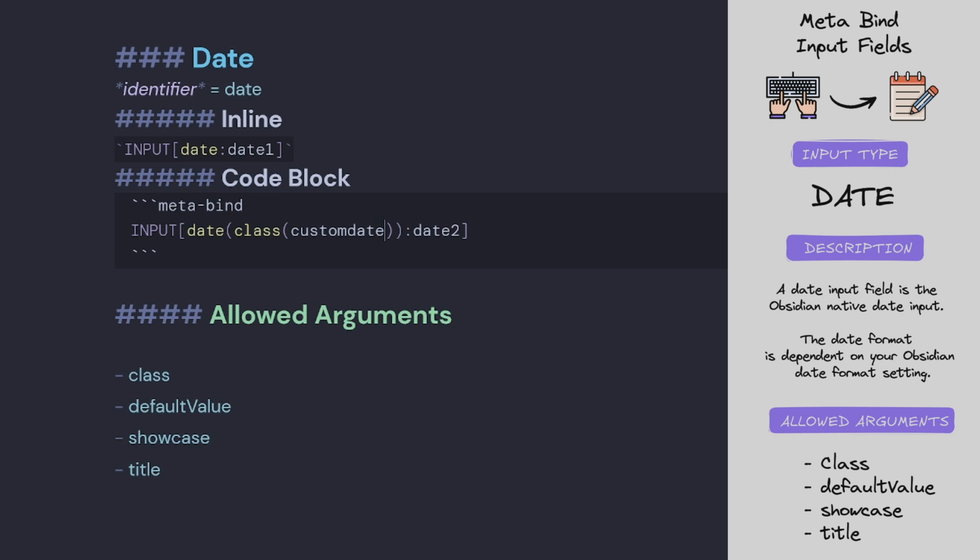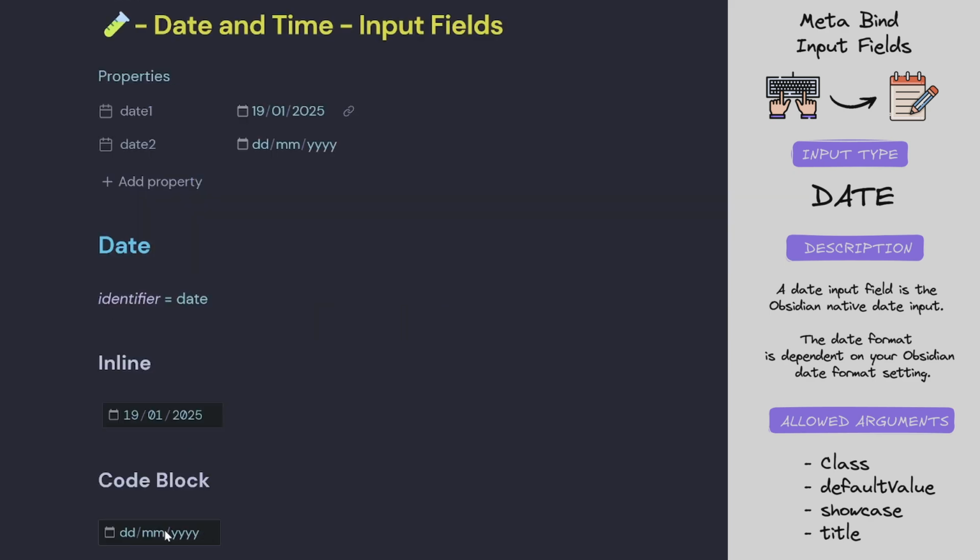Now, if we want to add our second argument, default value, we need to put a comma, then the second argument, which is default value, then our parentheses and what we would like our default value to be. So I'll set this to be tomorrow's date as well. So I'll put 2025 January, tomorrow's date. So now when we jump into reading view, the default value should be the 20th of January. And I don't know if this is a bug, but I've found that a lot of the default value arguments don't work.